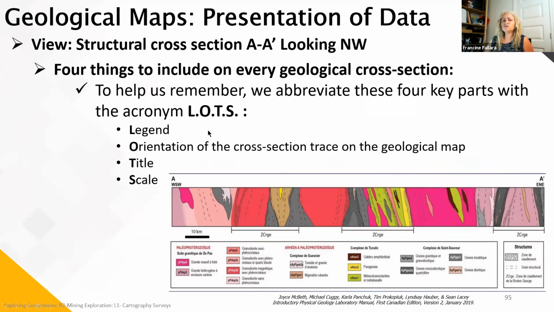For cross-sections, we use the acronym called LOTS to remember to include everything on our cross-sections, which are our legend, the orientation of the cross-section, and the title and the scale.